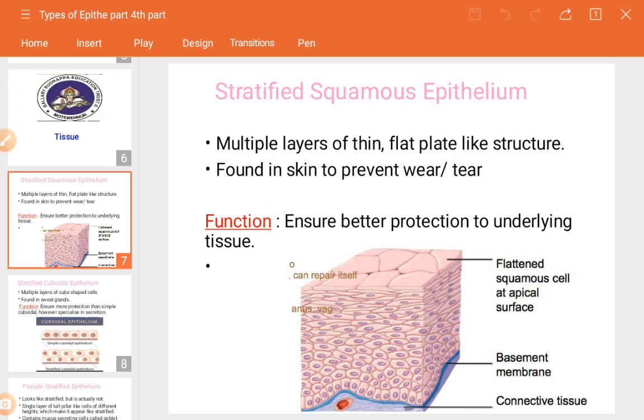So what about the squamous epithelium tissue? It is multiple layers of thin, flat, plate-like cells. See guys, in the image also you can see the number of cells, as compared to what we have seen about the simple epithelium tissue, which consisted of only a single layer and the basement. Now you can see the same structure is there, but the difference is that here so many layers are placed one on another. It is found in the skin to prevent wear and tear.